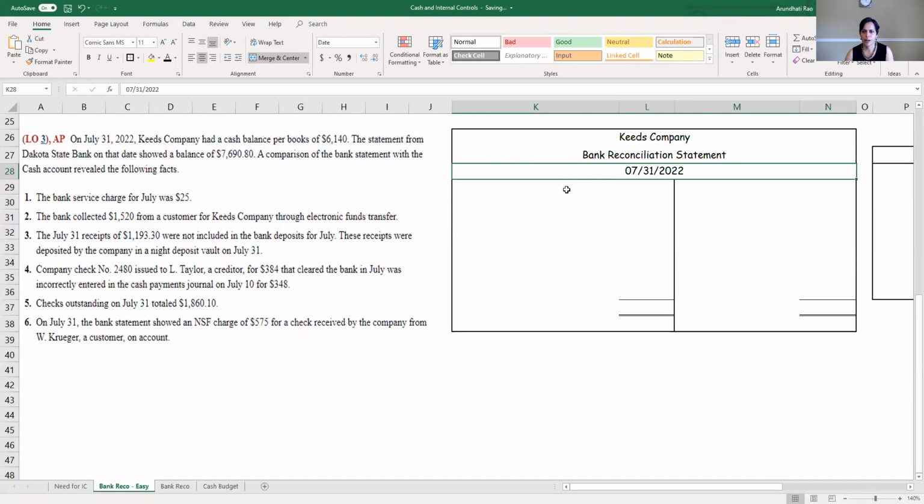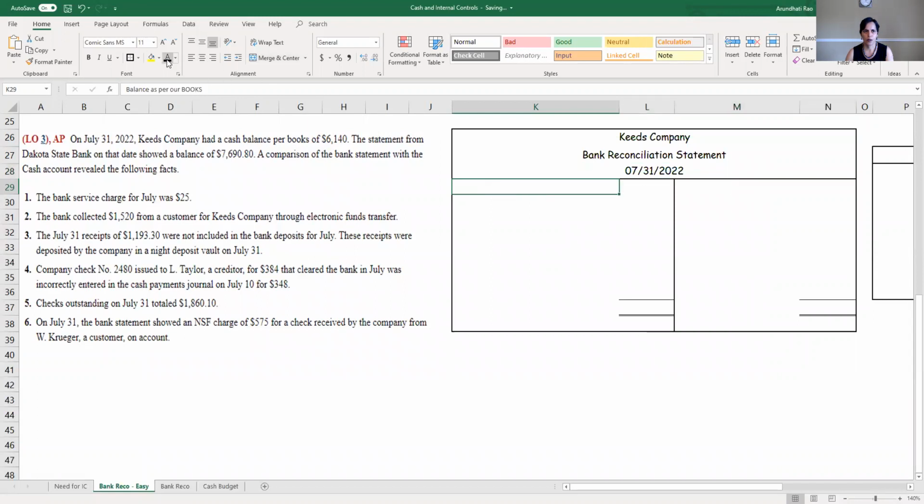Now, this is an internal document, and there are many different ways in which I can present it. The content is going to be the same regardless of how I present it. So I'm doing this with what looks like a T account, but it's not a T account, it's just a statement. On the two sides, I'm going to have information about what I have in my books and what the bank says I have.